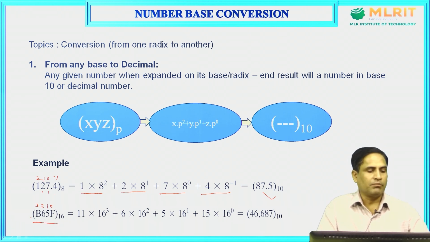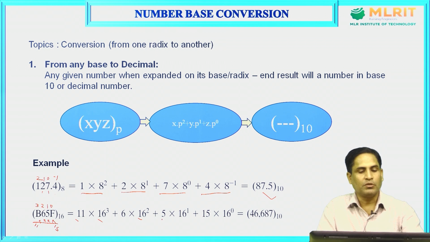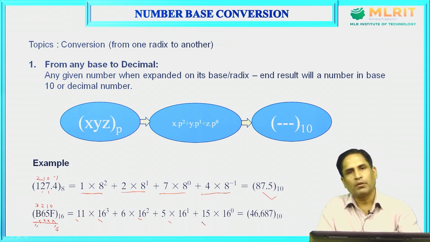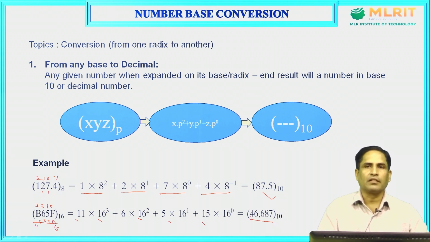Similarly, for the second number, the hexadecimal number B65F base 16, we all know that B is 11, 6 is 6, 5 is 5 and F is 15. So 11 into 16 power 3 plus 6 into 16 power 2 plus 5 into 16 power 1 plus 15 into 16 power 0, and the resultant number 46687 will be in the decimal number system. So the takeaway from this slide is that when we expand a number on its given base, the resultant number will be in the decimal number system.